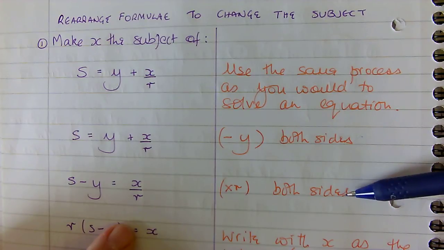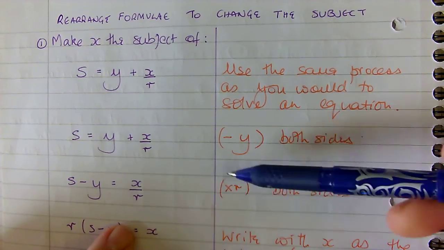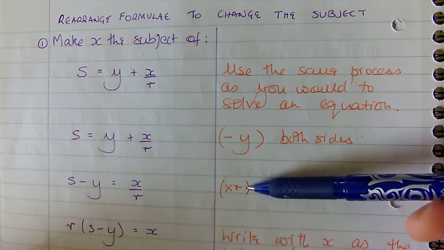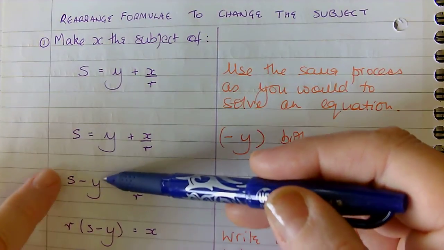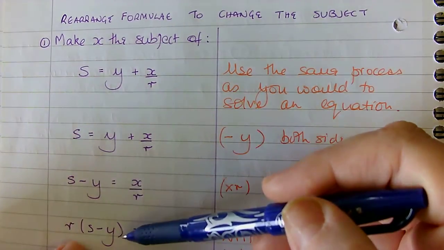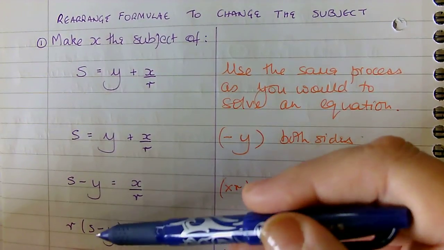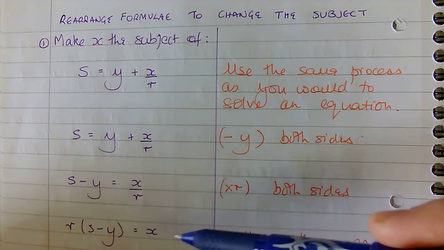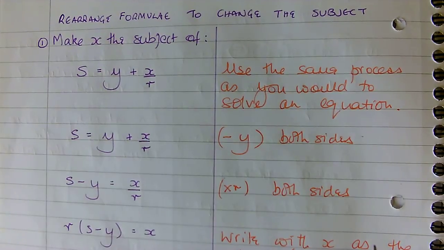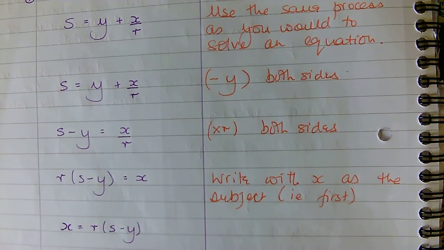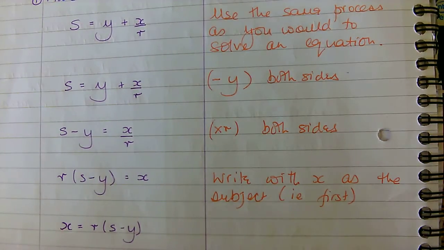And then the final thing to do is to rid ourselves of this denominator by multiplying by r, and what we would have to do is treat this s minus y as a single piece of information, so put it into a bracket, and we end up with r bracket s minus y close bracket equals x. Now we can, if we want to, reverse that so that it looks as it should, because it asks us to make x the subject, which means it should come first. So x equals r bracket s minus y.